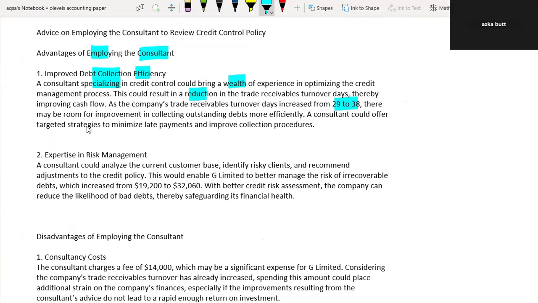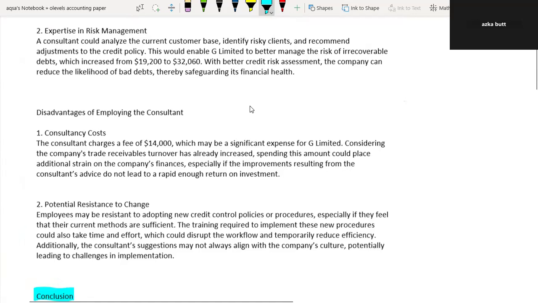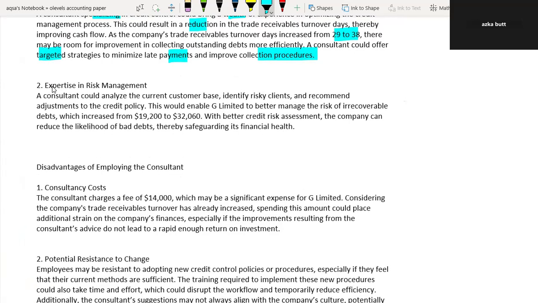So a consultant could offer targeted strategies to minimize late payments and improve the collection procedures. Second benefit we will get is that there is expertise in risk management.